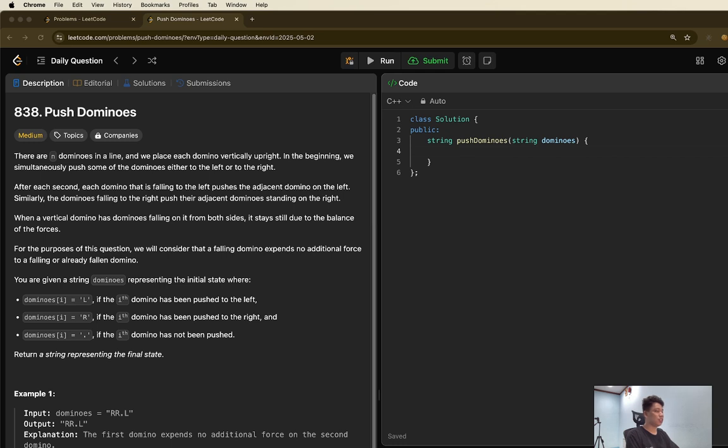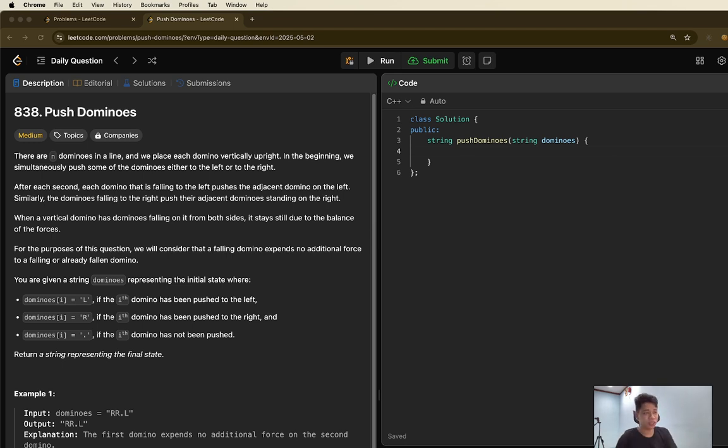For the case L and R, we don't worry about this case because they never reach each other, they never affect each other. The direction is opposite. Okay, so the only case we need to care about is this.